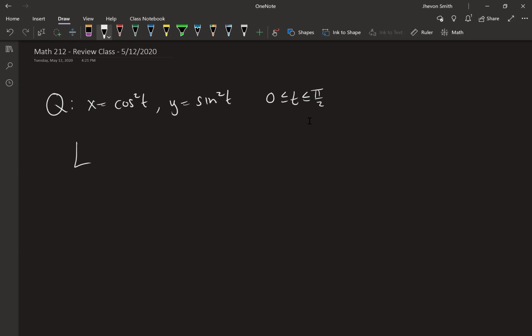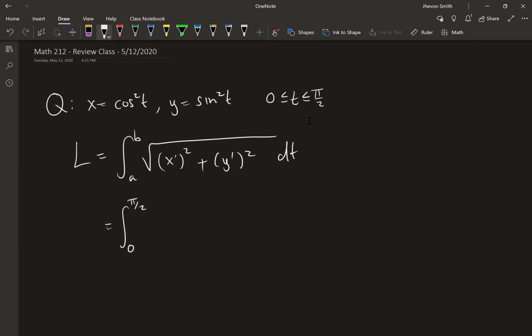Yeah, so remember the length of the curve, there's a formula for that. It's the integral from a to b of the square root of x prime squared plus y prime squared dt. So that's going to be the integral from 0 to pi over 2 of the square root of, you're going to take x prime, which is 2 cosine t times minus sine t, and you're going to square that, and y prime is going to be 2 sine t cosine t, and you're going to square that.